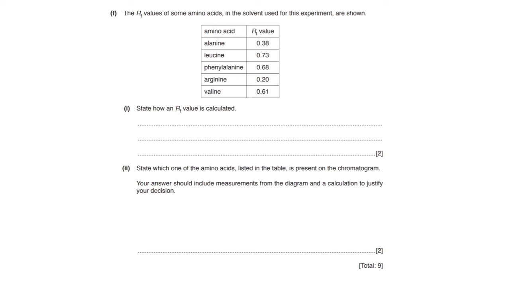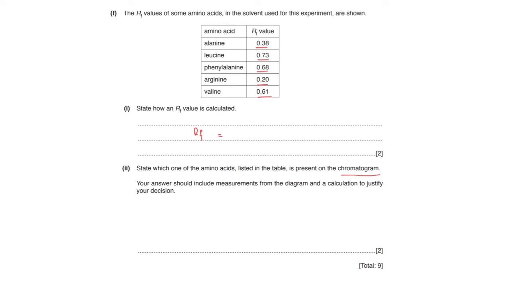Okay, so RF values of some amino acids in the solvent used for this experiment are shown. So state how an RF value is calculated. You will write that RF value is equal to distance traveled by dye over distance traveled by solvent. We did this in the last question. Okay, state which one of the amino acids is present on the chromatogram. They are given the RF values of all these amino acids.